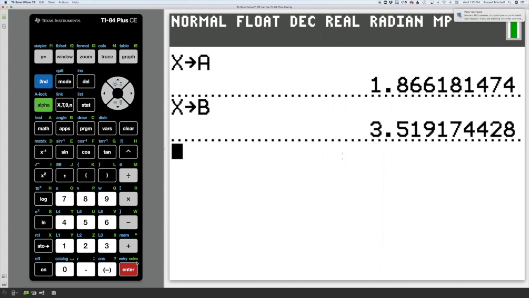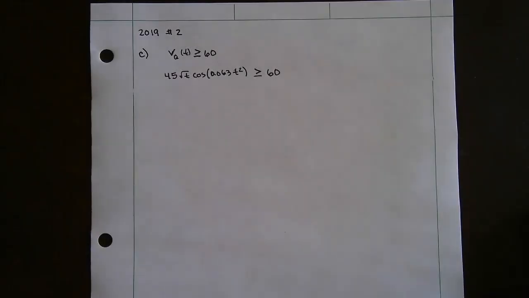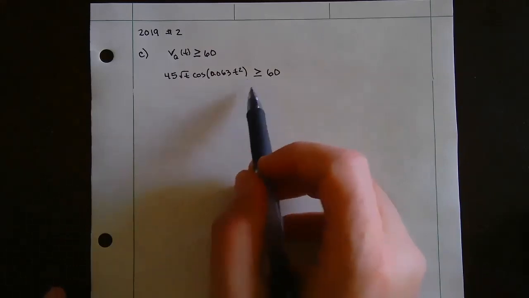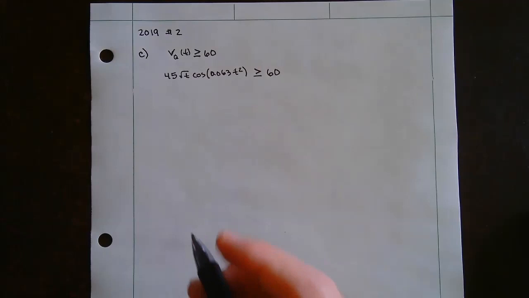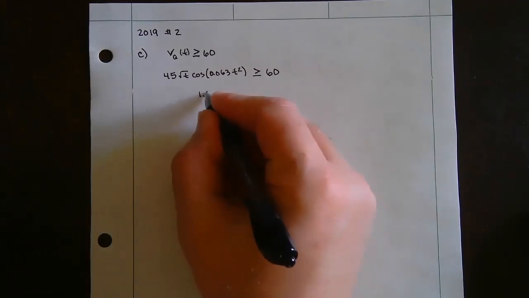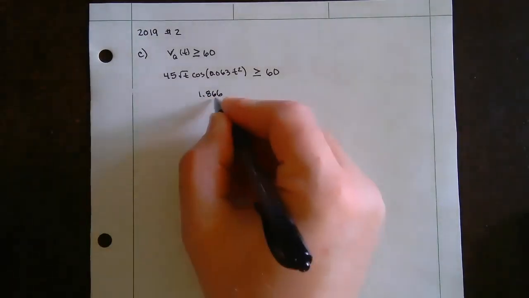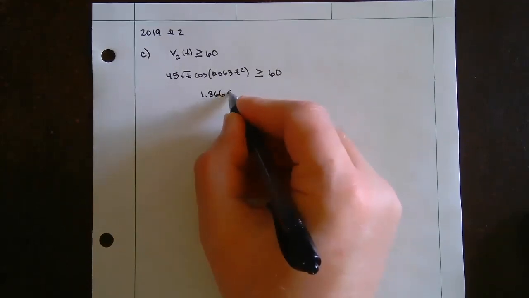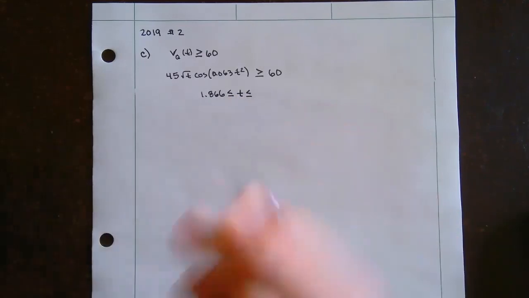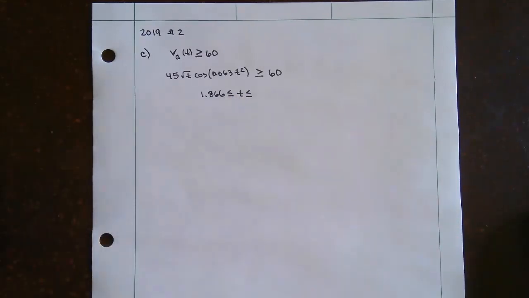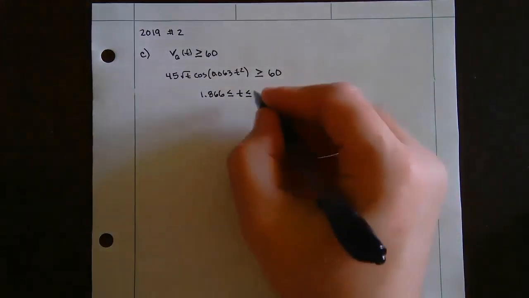Now let's go back and answer this question on our paper and state the inequality where this happens. The answer is 1.866, the number we stored, is less than or equal to t, which is less than or equal to the B value we got, which was 3.519.